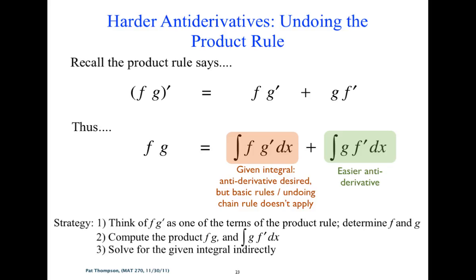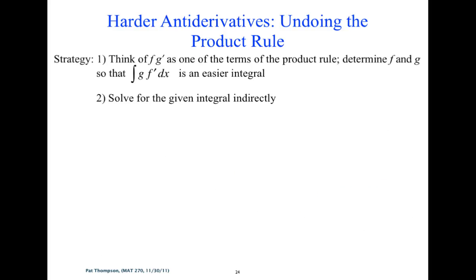So here's the strategy. We're going to think of our given integral as one of the terms of the product rule. We're going to figure out what f and g are. And then we're going to compute the product of f and g, and we're going to evaluate the antiderivative of g f prime. And then we're going to solve for the one that we were asked to do indirectly. So we never really do the antiderivative of the one we were given, but we can solve for it indirectly by doing fg minus this easier one. Okay, so let's see. So there's that strategy again.